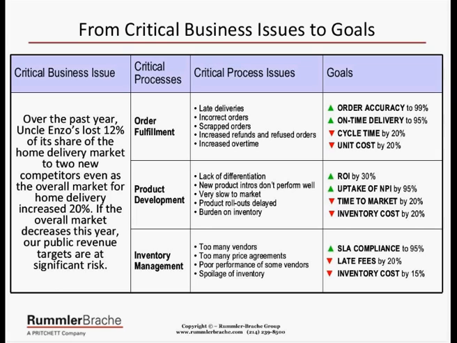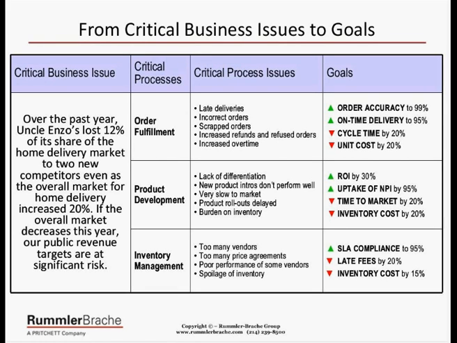First, I want to talk about the why part of it. Let's assume that there was a pizza company named Uncle Enzo's that did mostly delivery pizza, maybe with some carry-out and some dine-in. For them, a critical business issue is stated here as losing 12% of the home delivery market to new competitors, even as the overall market is increasing. So this does not show up in their revenue yet because they're still selling pizzas because the market is bigger. Maybe it's because of the recession. But their share of that has decreased.